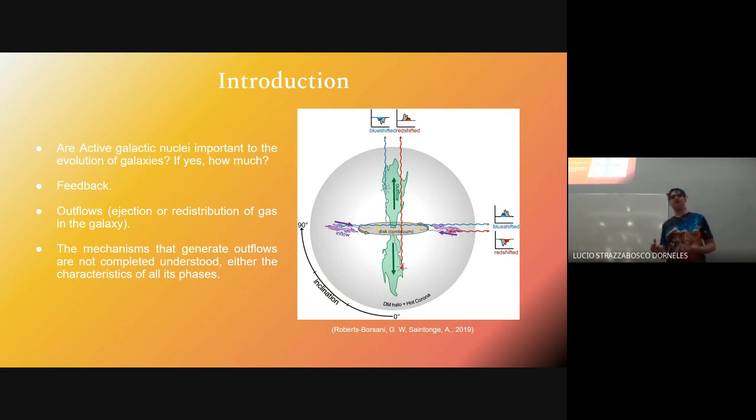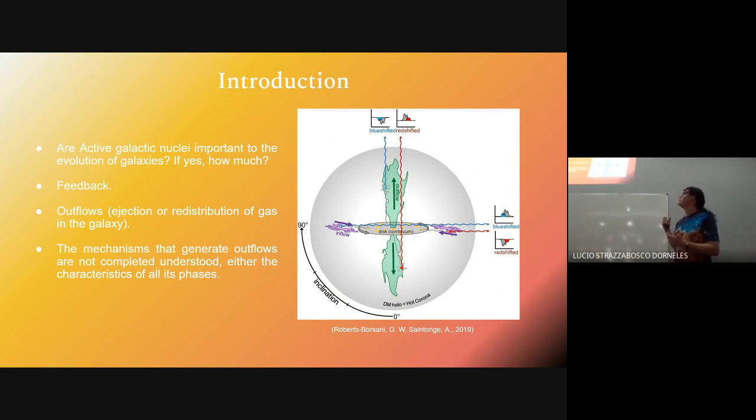The set of possible phenomena that can occur in a galaxy that can change how the galaxy forms, related to the activity of the galactic nuclei, are called feedback. And one type of feedback that we study is outflows, which are ejection or redistribution of gas inside the galaxy or outside the galaxy.